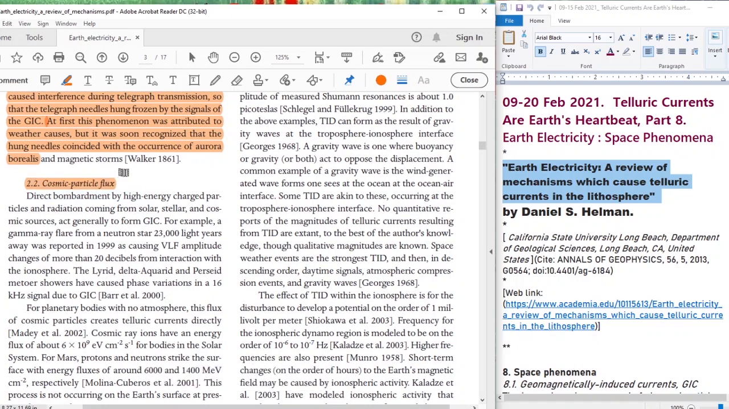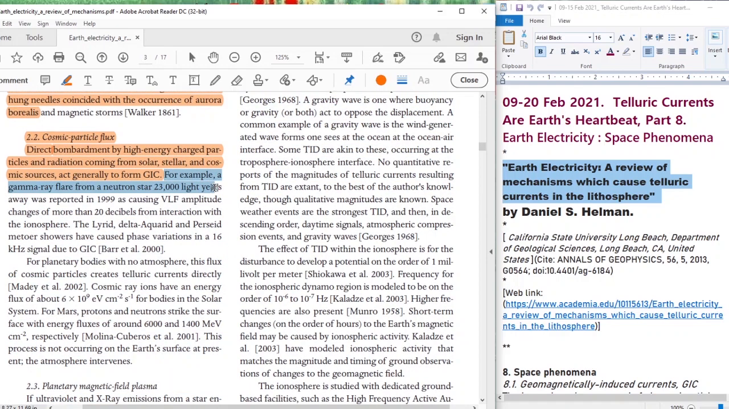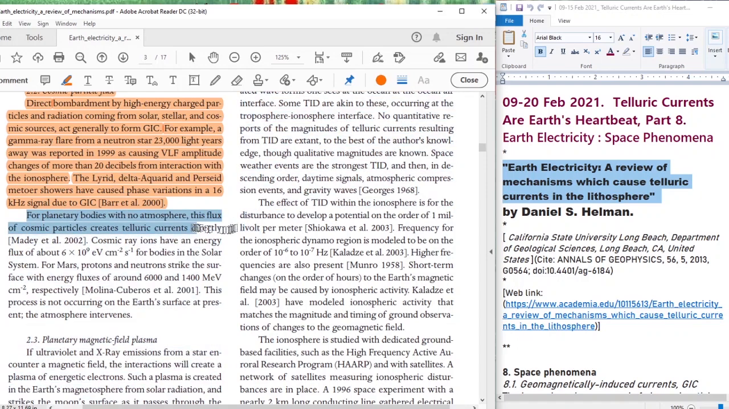8.2. Cosmic particle flux. Direct bombardment by high-energy charged particles and radiation coming from solar, stellar, and cosmic sources acts generally to form GIC. For example, a gamma ray flare from a neutron star 23,000 light-years away was reported in 1999 as causing VLF amplitude changes of more than 20 decibels from interaction with the ionosphere. The Lyraid, Delta Aquarid, and Perseid meteor showers have caused phase variations in a 16 kilohertz signal due to globally induced current. For planetary bodies with no atmosphere, this flux of cosmic particles creates telluric currents directly.